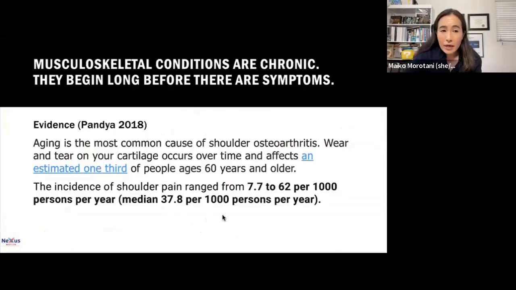Here's another evidence that musculoskeletal problems are chronic, that in fact they're happening long before symptoms start to come up. This is a study done in Australia, and that people over the age of 60 years or older, about a third of them already have shoulder osteoarthritis. And the incidence of shoulder pain ranges from 7.7 to 62 per 1,000 persons.